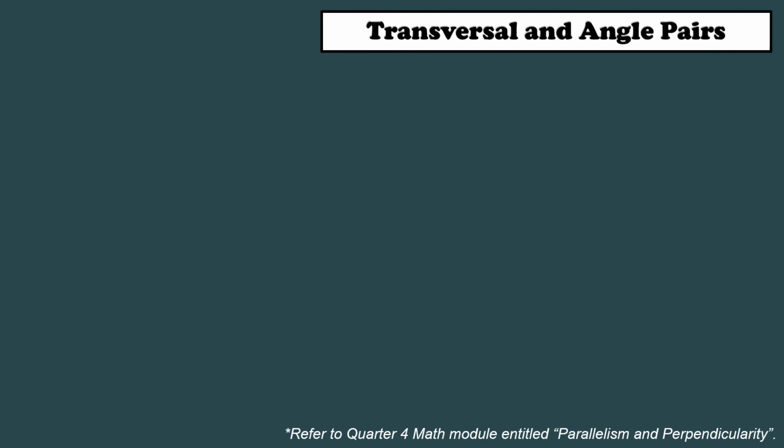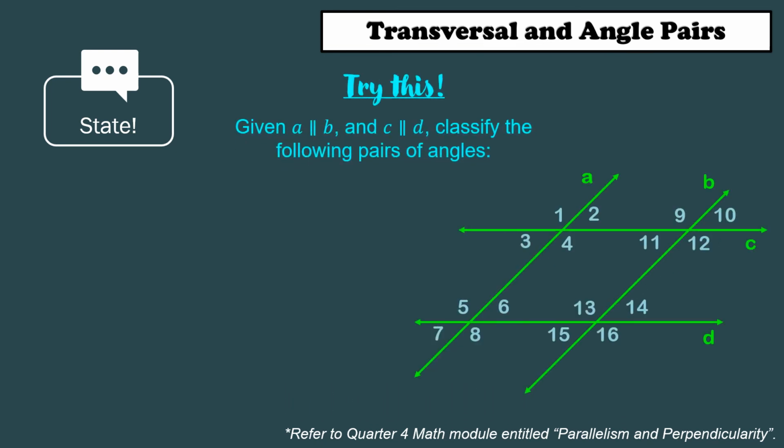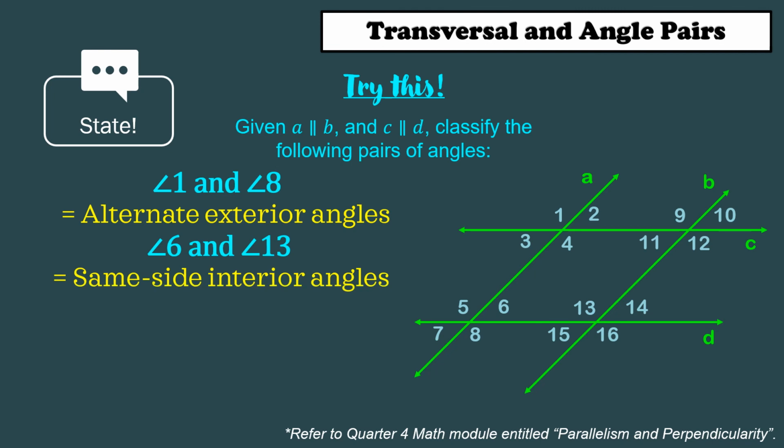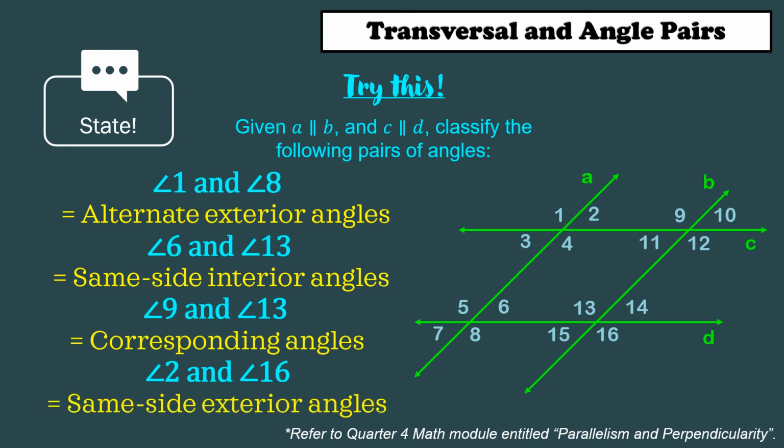Now that we have solved the problem, let us state our conclusions. Given that line A is parallel with line B and line C is parallel with line D, we now know that angles 1 and 8 are alternate exterior angles. Angle 6 and angle 13 are same side interior angles. Angles 9 and 13 are corresponding angles. And angles 2 and 16 are same side exterior angles.